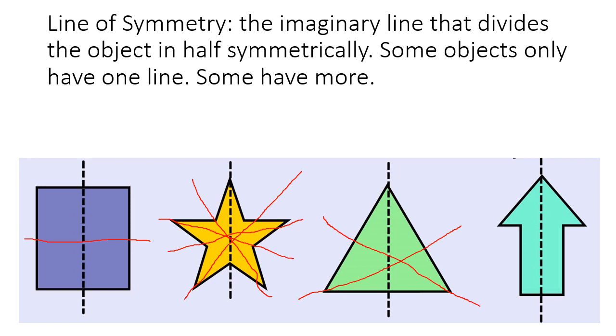And then here on this arrow is an example of an object that only has one line of symmetry. If I tried to dissect it horizontally, for example, the top is different from the bottom, so that can't be symmetric in that sense. It can only be symmetric with a vertical line of symmetry as such.